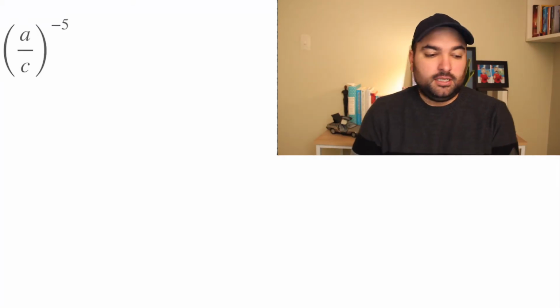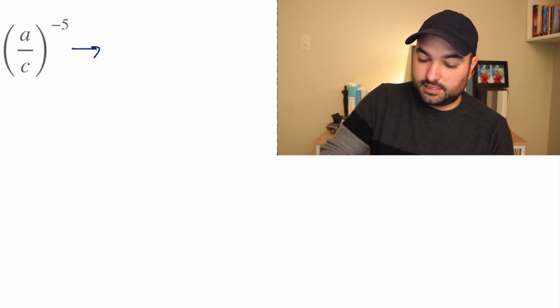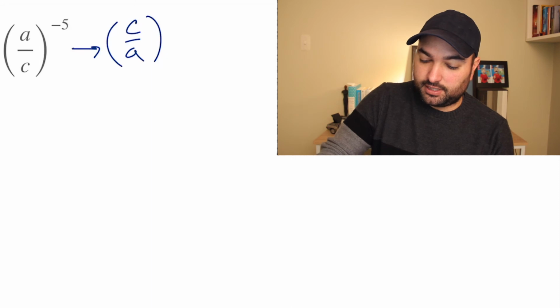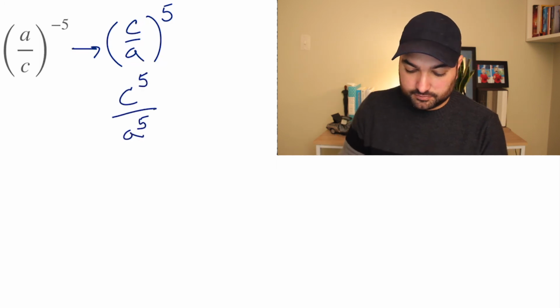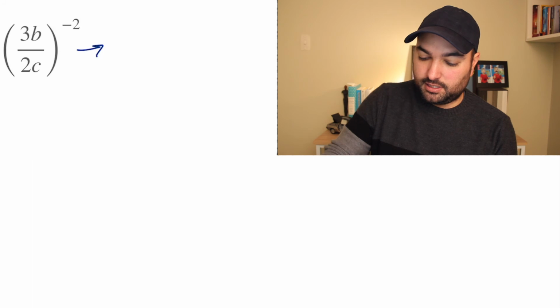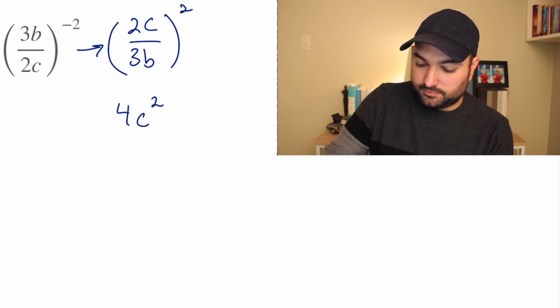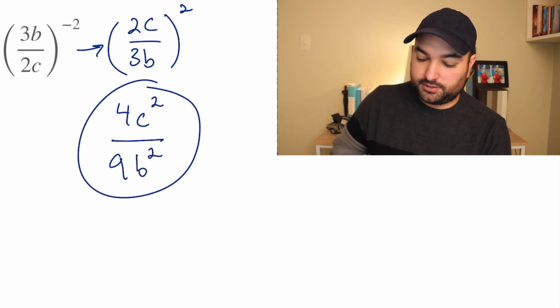All right, a couple of examples. a over c to the power of -5. Quite simply, all you're going to do is flip those fractions over and convert that exponent into a positive. Now we'll apply that 5 to both of those terms, so c to the power of 5 over a to the power of 5. Next, 3b over 2c to the power of negative 2. I have a negative exponent, so I'm going to flip the fraction over, 2c over 3b, and we'll change that exponent to a positive. And then we'll have 2c squared, which is 4c squared, over 3b squared, which is 9b squared. And that's our answer.